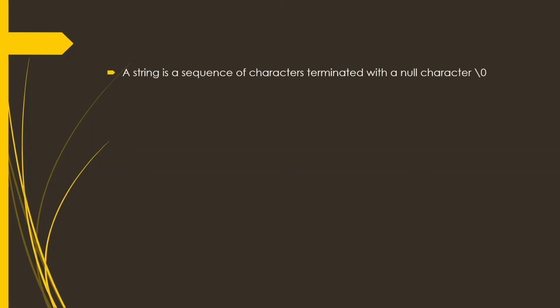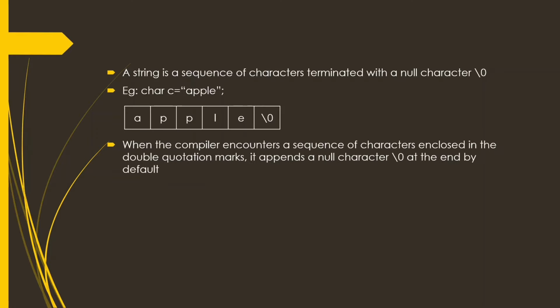In this video, we will learn about strings. As we already know, a string is a sequence of characters terminated with a null character \0. Now whenever the compiler encounters a sequence of characters enclosed within double quotation marks, it appends a null character \0 at the end by default.